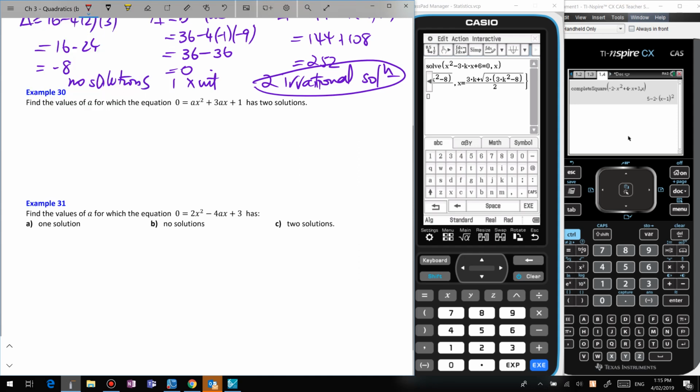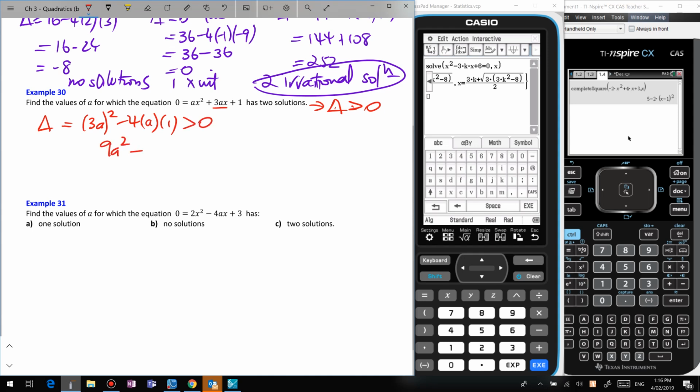Okay, this one here: find the values of a for which the equation 0 equals ax squared plus 3ax plus 1 has 2 solutions. So we've got to have 2 solutions. We know that the discriminant has to be greater than 0. So I can say the discriminant is equal to b squared, 3a squared, minus 4 times a times c. That has to be greater than 0.